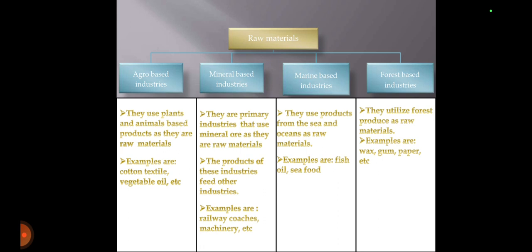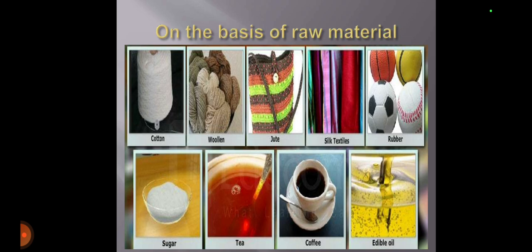Marine-based industries use products from the sea and oceans as raw material. Examples are fish oil and seafood. Forest-based industries utilize forest produce as raw material. Examples are wax, gum, paper, etc. On the basis of raw material, there are different types of examples.